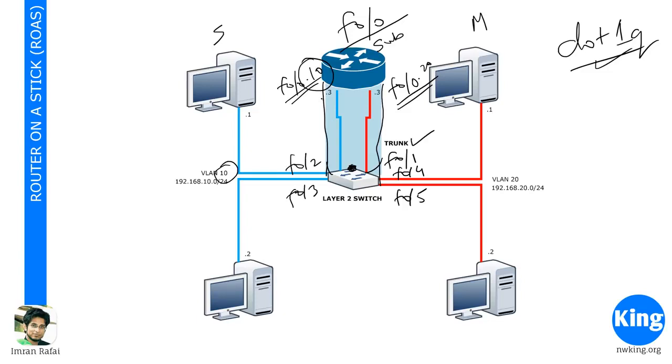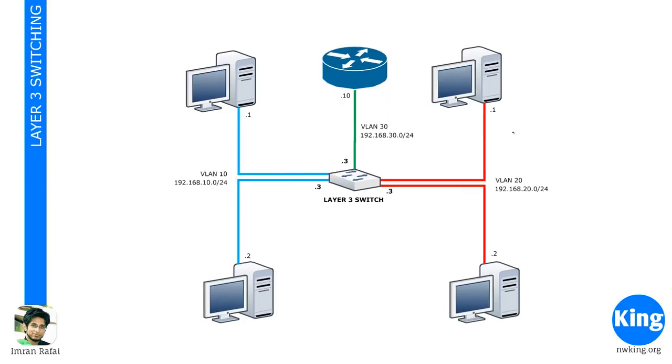Once you do that, you can give an IP address. For this interface, we give an IP address in this range, and for the 20 interface, we give an IP address in this range. Once you do that, communication will happen, right? Let's try that again.